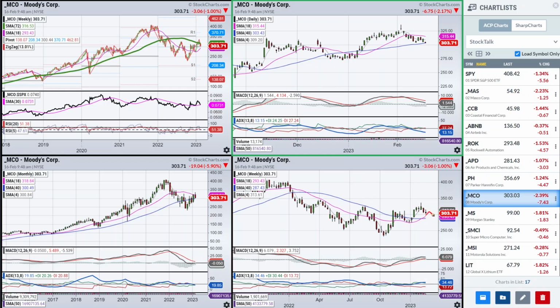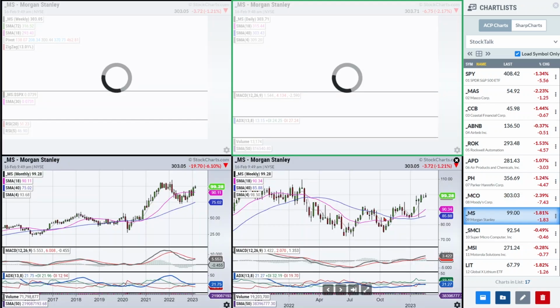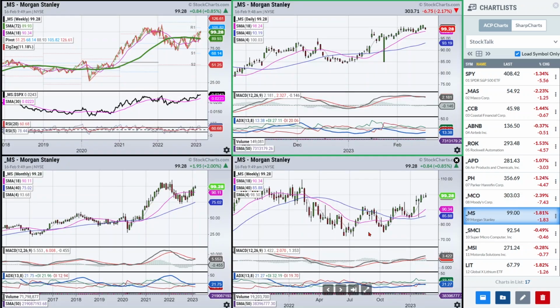So we're going to have to see if this can hold the 18-week. If it can do that, maybe we get a trade back up to this prior peak. We do have an island reversal up here, so 325 is a problem now. Not really something that I would focus a lot of energy on, especially because this is failing at the declining 18-month line. Now, Morgan Stanley is definitely a stock that I would be focusing in on, okay?